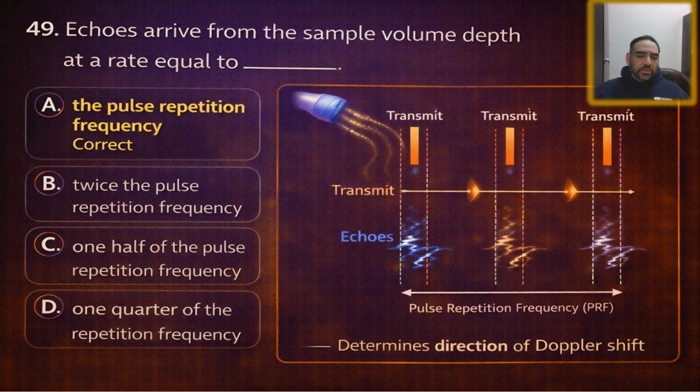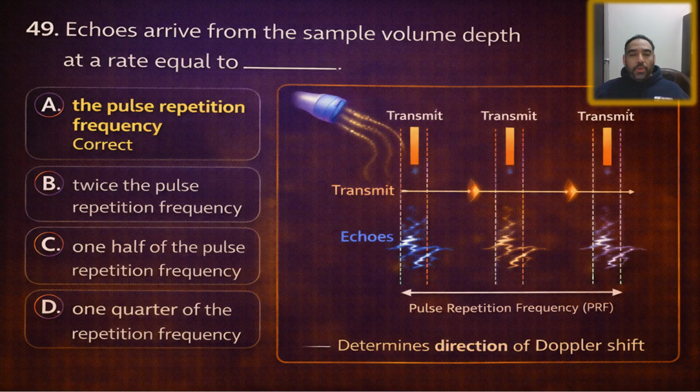So the question says, echoes arrive from the sample volume depth at a rate equal to blank. The answers available are A, the pulse repetition frequency, B, twice the pulse repetition frequency, C, 1/2 of the pulse repetition frequency, and D, 1/4 of the pulse repetition frequency. The correct answer is A, the pulse repetition frequency. Echoes from the selected sample volume depth arrive at a rate equal to the PRF.